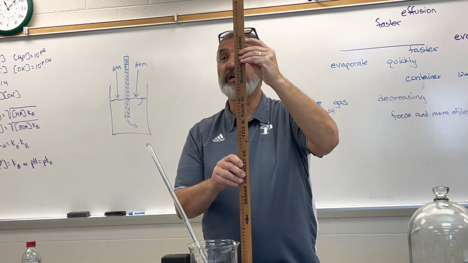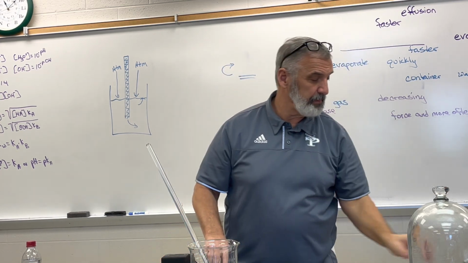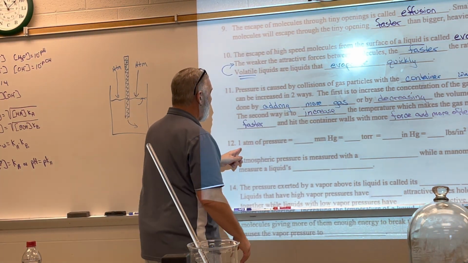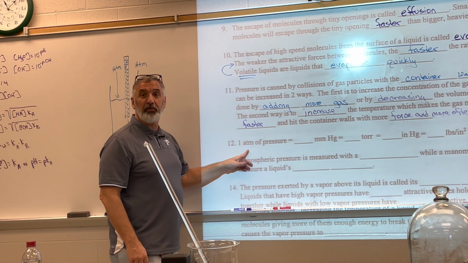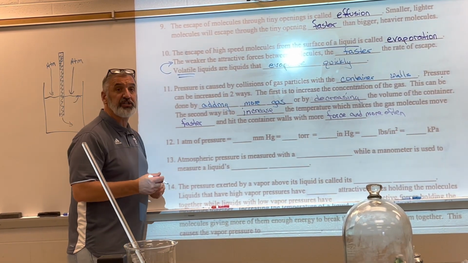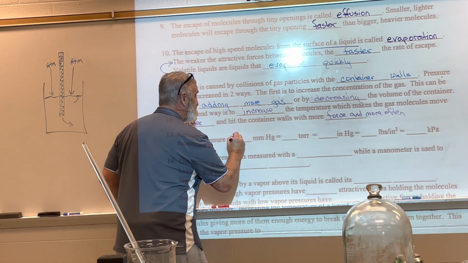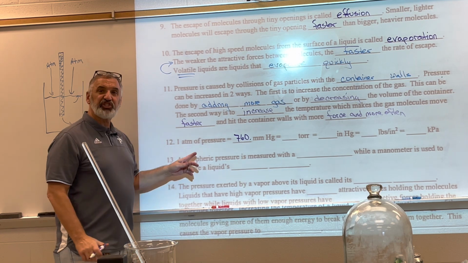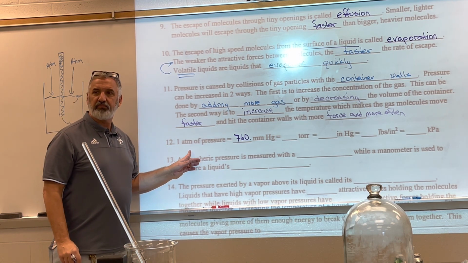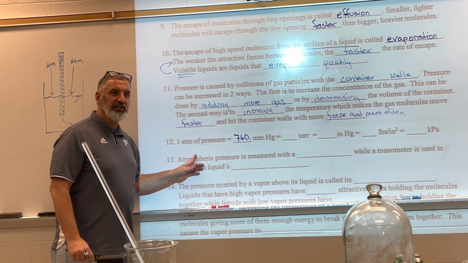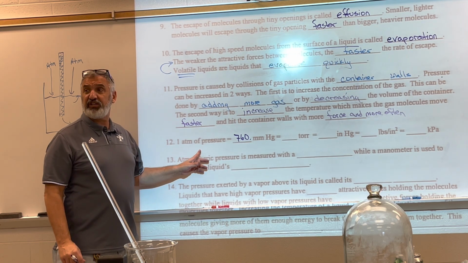So now we're supporting a column of mercury. So we say that 1 atmosphere of pressure, normal atmospheric pressure, can support a column of mercury approximately 760 millimeters high. But that changes every day. This is just what we call normal or standard atmospheric pressure. This atmospheric pressure changes every day.